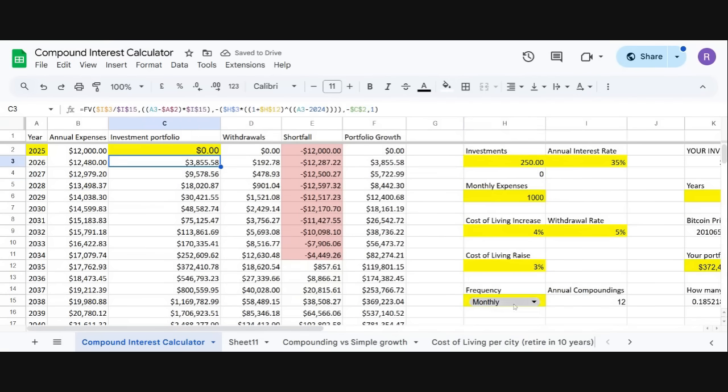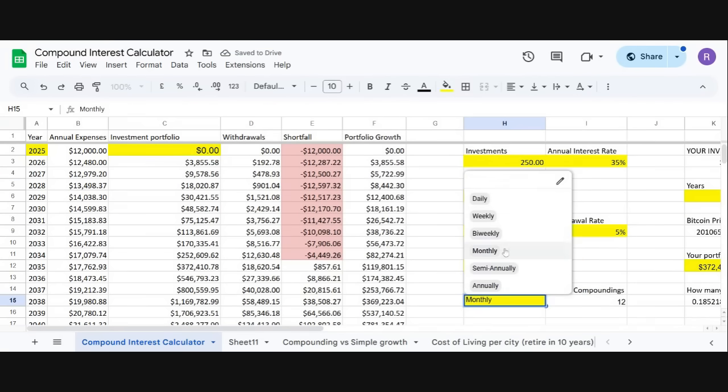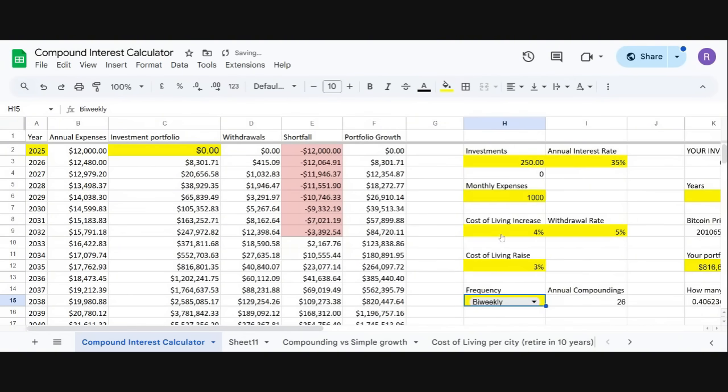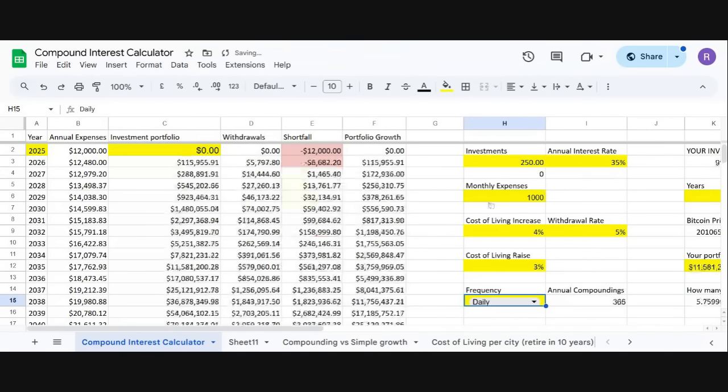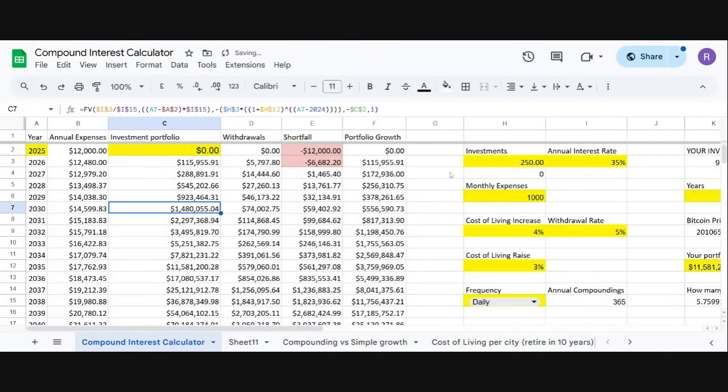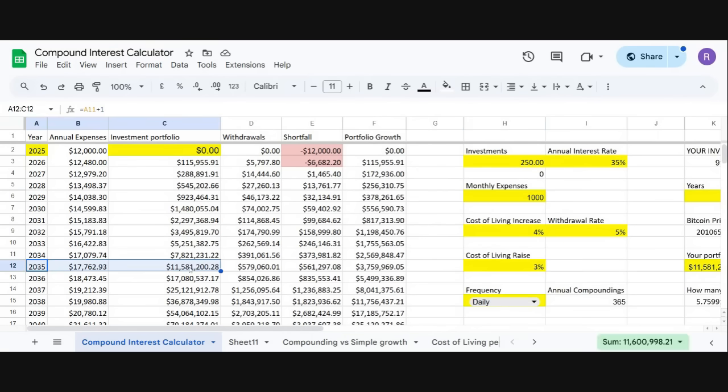You'll see this changing. You'll also see the frequency can change. If we go with $250 bi-weekly, so bi-weekly means every 2 weeks, you'll see that this number changes as well. You can go daily. You can see how much that number changes. $250 daily for 10 years will give you $11 million.